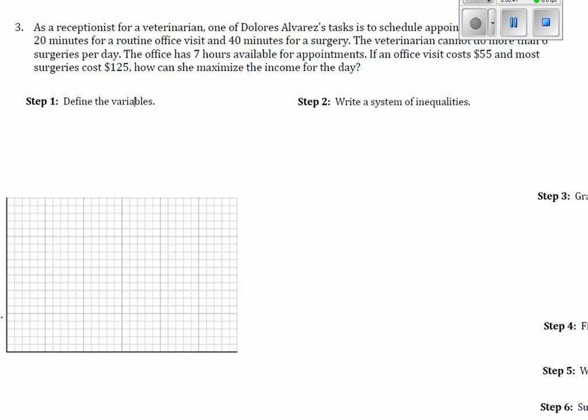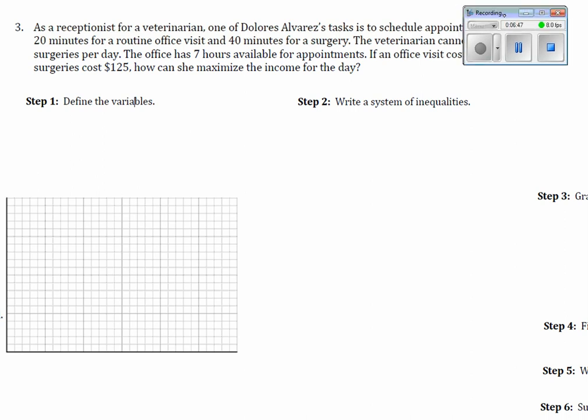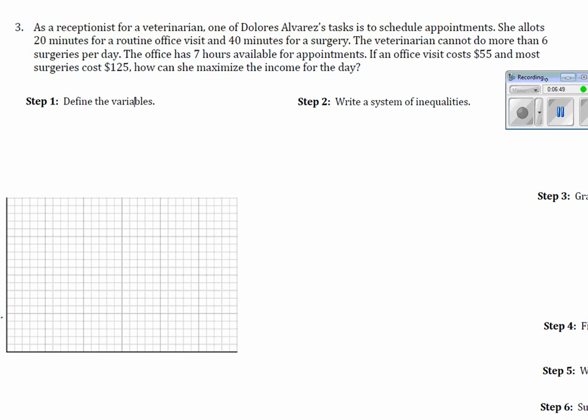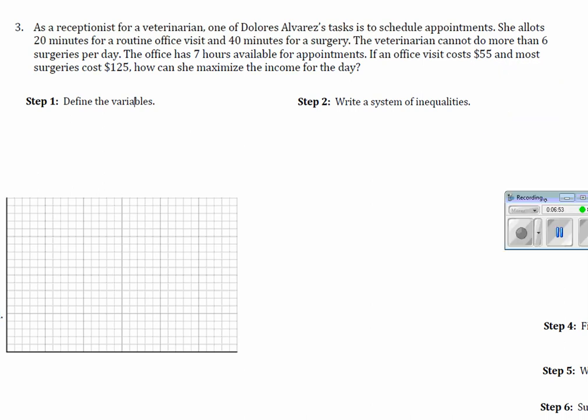We're receptionist for a vet. One of Dolores Alvarez's tasks is to schedule appointments. She allots 20 minutes for a routine office visit and 40 minutes for a surgery. The vet cannot do more than 6 surgeries per day. The office has 7 hours available for appointments. If an office visit costs $55 and most surgeries cost $125, how can she maximize the income for the day?